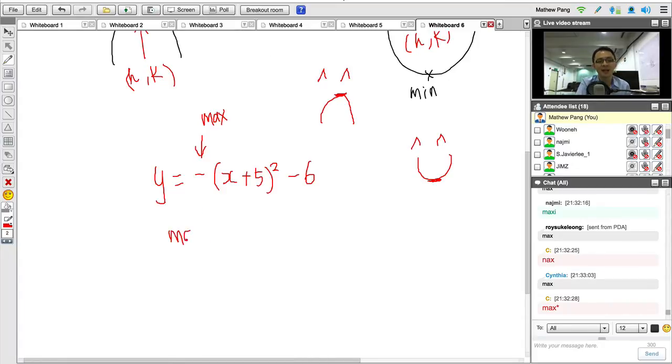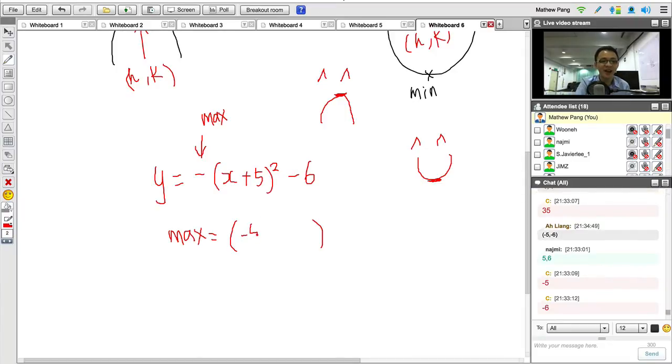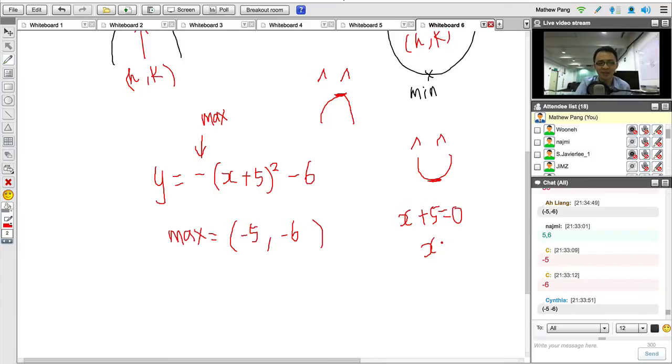If you know this is a maximum, what is the maximum coordinate you will get, in this simple equation? Yes, exactly. You will get negative 5 and negative 6. Please do not say this is 5, because you always need to imagine whatever is inside the bracket equals 0. Imagine x plus 5 equals 0. x is actually negative 5. And for this one, we take it straight away.